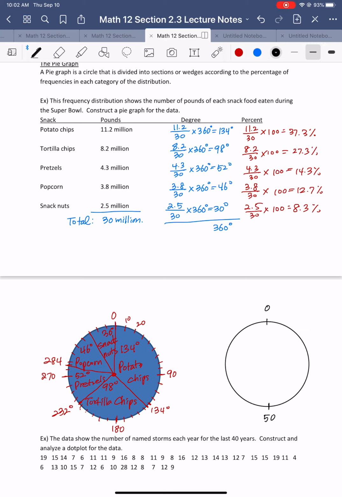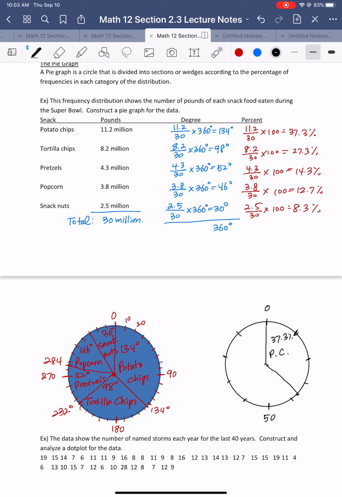Okay, so let me say 1, 10, 20, 30, 40. Oh, sorry. Yeah, not perfect, right? 10, 20, 30, 40, 50. Okay. All right. So now from the center, right? So from the 0, and then I'm making a 37. So this is 10, 20, 37. So about here. 37. So 37.3%, which is potato chips.